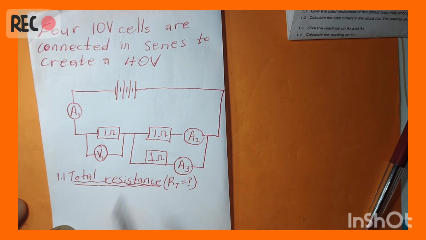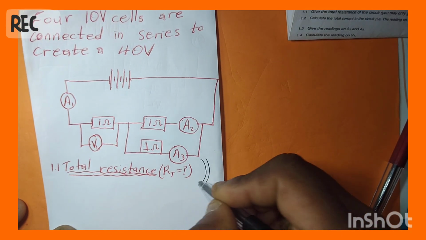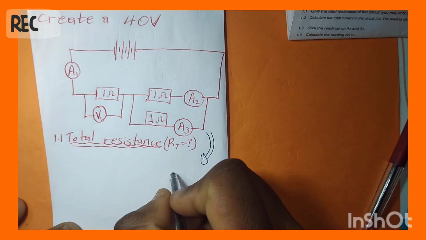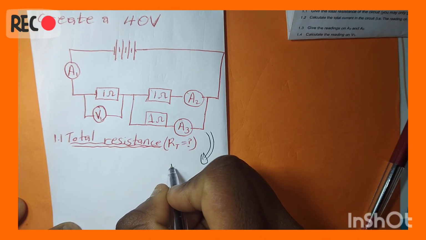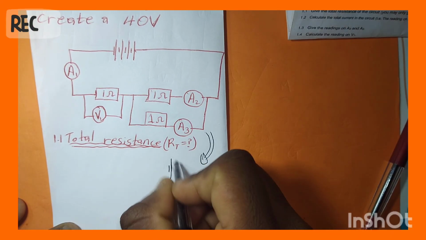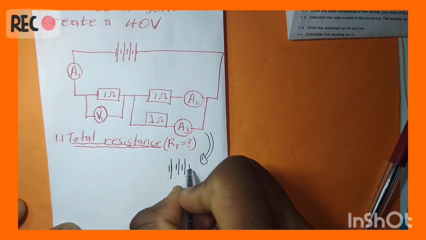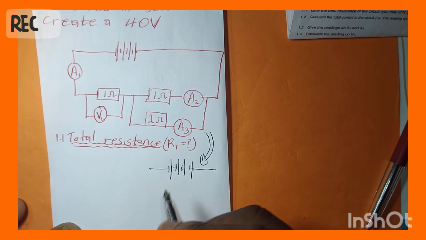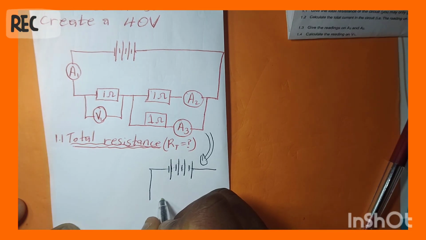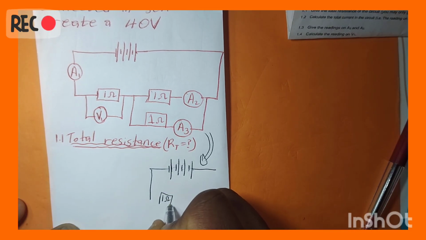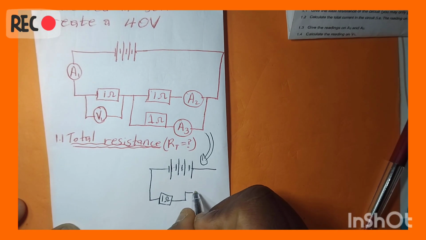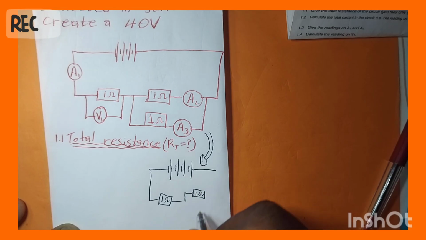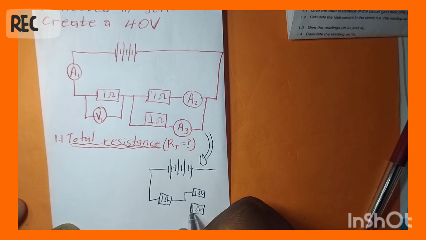So for you guys to calculate total resistance, just focus on a circuit like this. This is a cell, this is a cell, this is a cell, this is a cell, but when they combine together, they form a battery. Let's only focus on resistors. So this is a resistor, this is a resistor, this is a resistor.